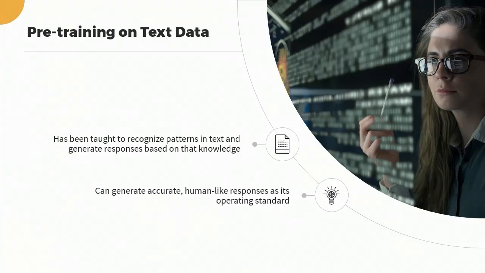ChatGPT was pre-trained on a massive corpus of text data, which means it has already been taught to recognize patterns in text and generate responses based on that knowledge. This pre-training affords ChatGPT the ability to generate accurate, human-like responses as its operating standard, compared to other language models that may need to be fine-tuned for such a task. As with other LLMs, ChatGPT can be fine-tuned or trained additionally to provide better responses for a particular context. The difference here is that this fine-tuning can be done with much larger datasets than many other models.